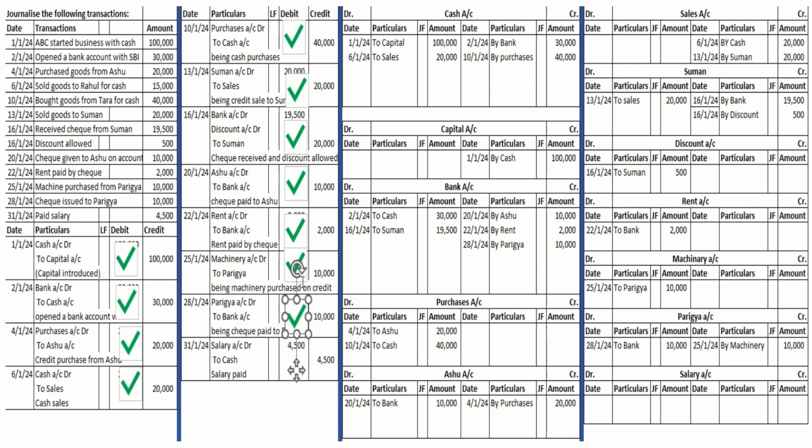Next entry was salary to cash. I prepared the ledger. It should be recorded in the debit side. To cash, amount was 4,500. Cash account, it should be on the credit side, by salary, amount was 4,500. So friends, you can see it is very easy to record the transaction. Okay, all the entries we completed.